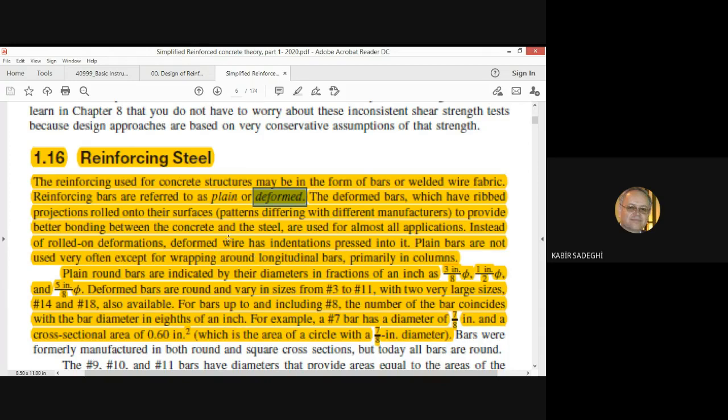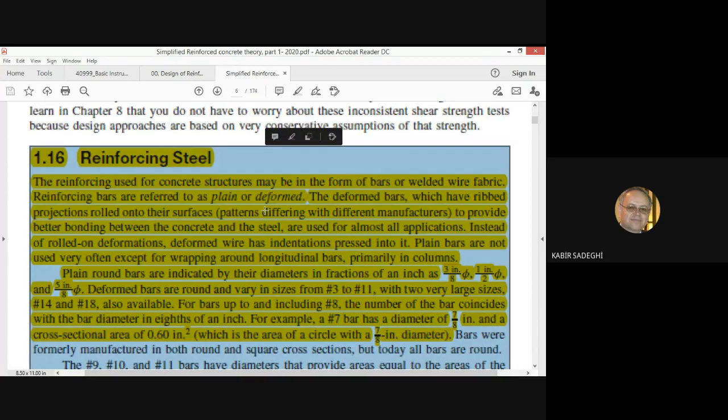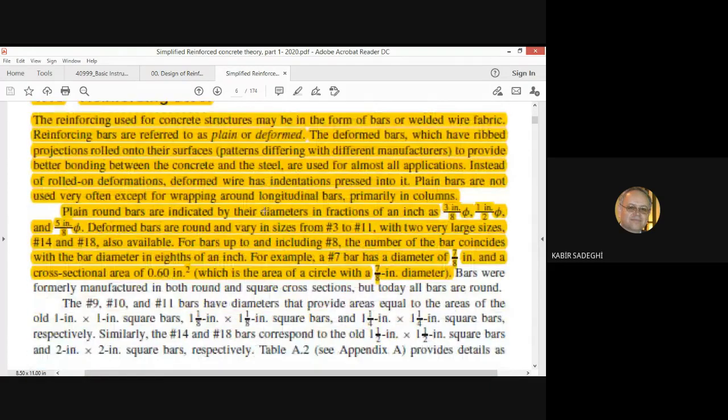In the European method, we name the steel bars by the size of the diameter. For example, 20 has a diameter of 20 millimeters, 30 has a diameter of 30 millimeters. But in the American standard, they have other symbols. They show them by numbers, for example, steel number 3, number 11, number 10. How are these numbers defined?